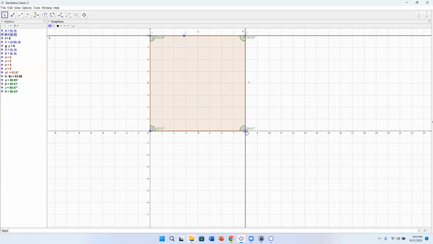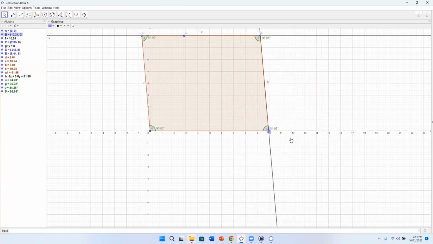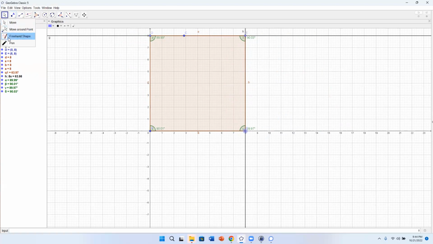If you move the point B, it only moves along the x-axis. Initially, when we placed it, you can imagine that A and B are related. There are other interesting things you can do. You can move around the point.